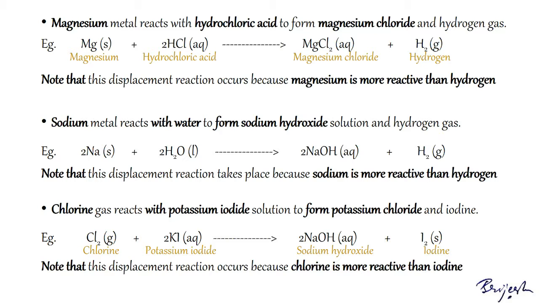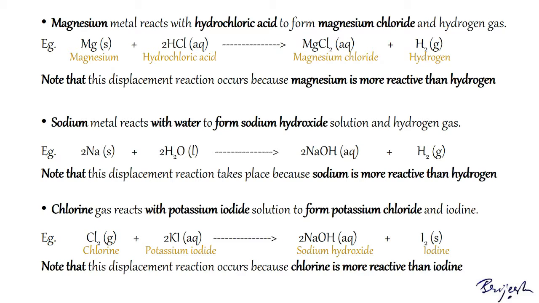Next example, magnesium metal reacts with hydrochloric acid to form magnesium chloride and hydrogen gas. In this displacement reaction, magnesium displaces hydrogen from hydrochloric acid solution. This displacement reaction occurs because magnesium is more reactive than hydrogen.